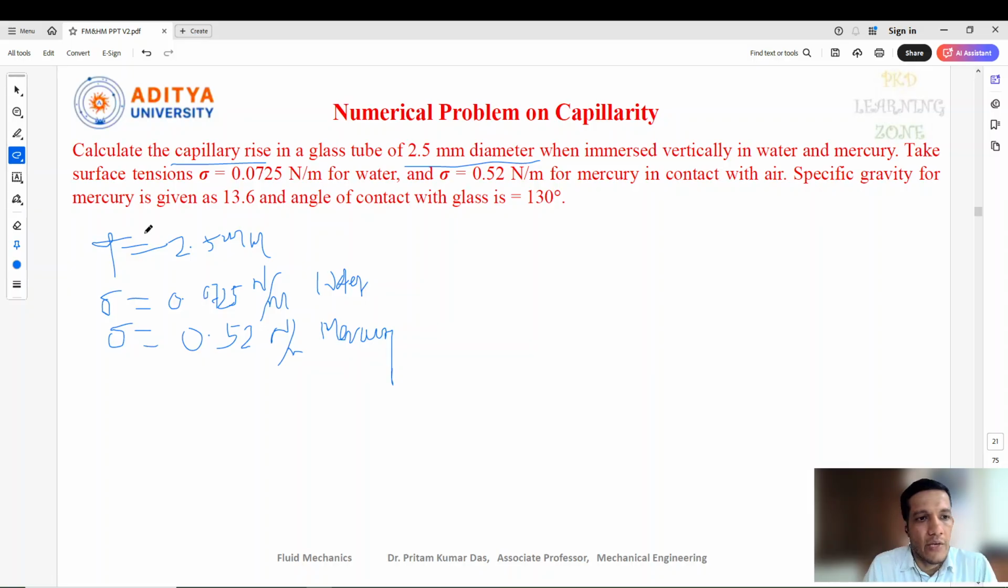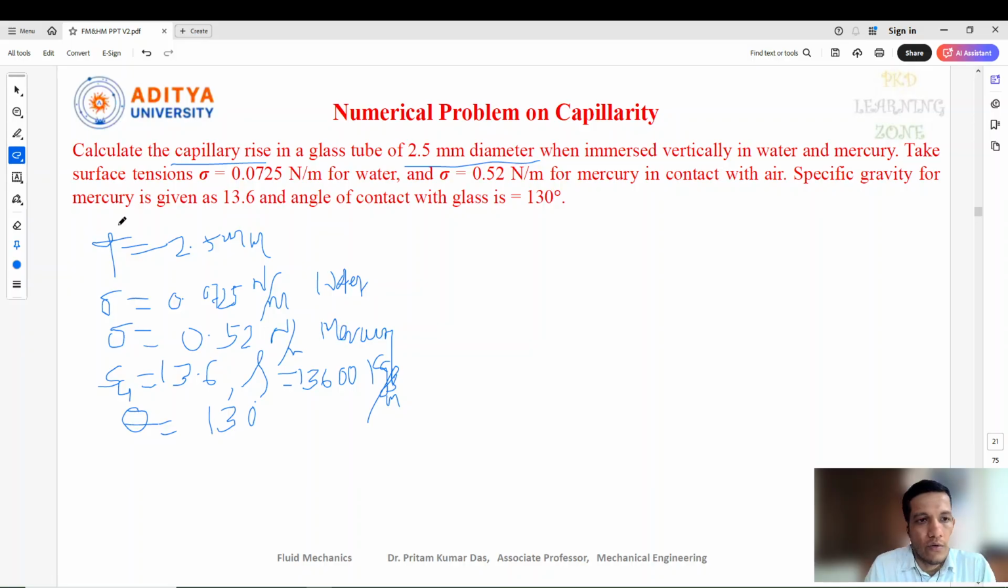Specific gravity for mercury is given as 13.6, and from here we can identify the density. We can multiply by 1000, so we'll get 13,600 kg per meter cube. And the contact angle between them, that means the theta value given for this, is 130 degree.